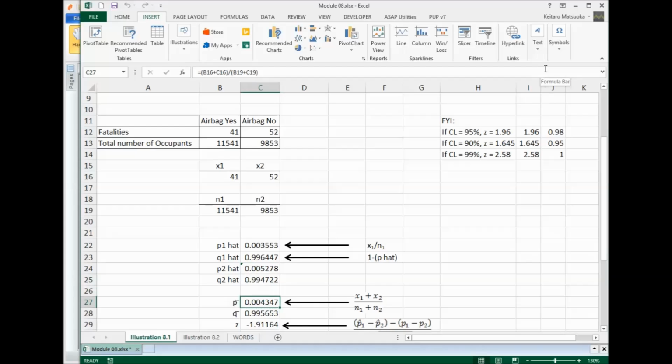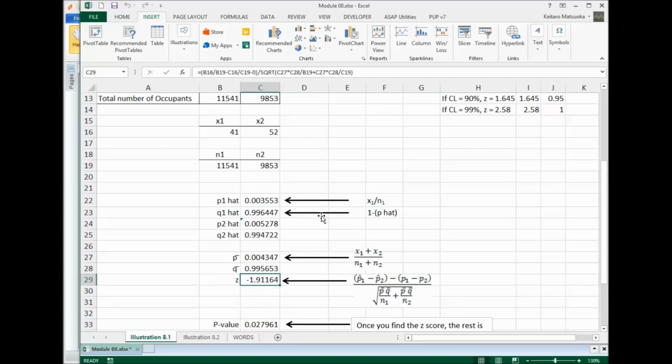So the p bar, the formula is x1 plus x2 divided by n1 plus n2. So using that formula, these are the numbers I use. Just a little warning, don't forget to use the parentheses here. A lot of people forget that and get the wrong number. And q bar is going to be 1 minus the number above.